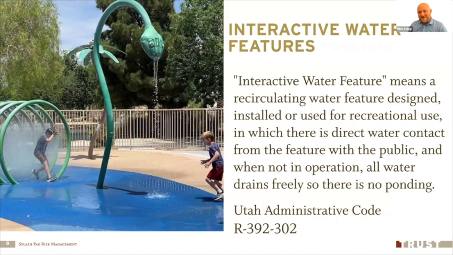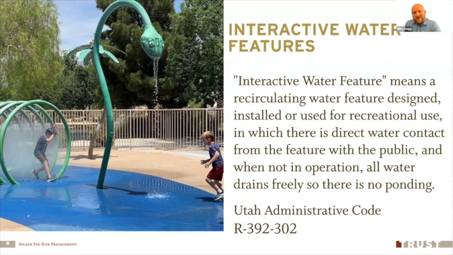Now, there is a state code around splash pads, and they don't necessarily call it a splash pad. What they call it is an interactive water feature. An interactive water feature is a recirculating water feature that's designed and installed for use in recreation, in which there is direct water contact with the feature by the public. When not in operation, all water drains freely, so there is no ponding. Okay, that is the code. That's the definition for it.